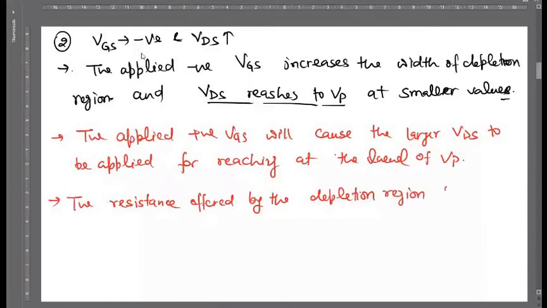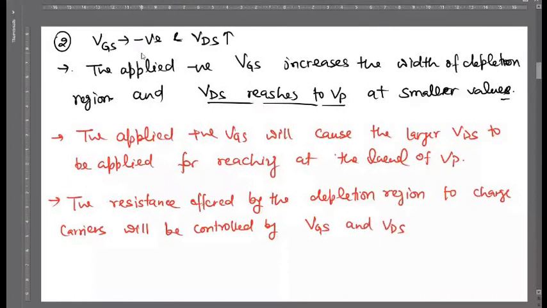Charge carriers will be controlled by VGS and VDS, and hence current IDS as well. Okay, current IDS as well.